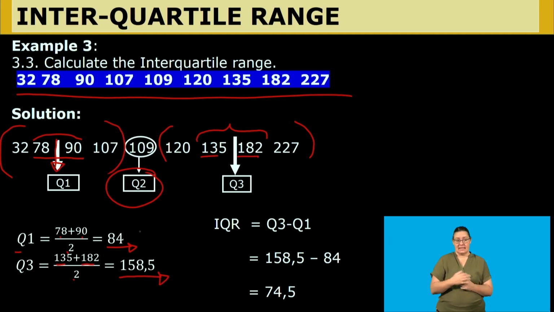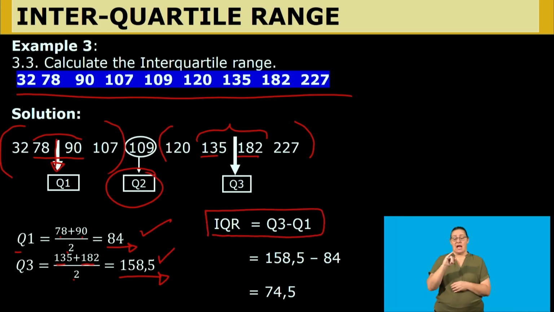Once you've got your quartile 1, you've got your quartile 3. Now you can calculate the interquartile range by using the formula Q3 minus Q1. And then our Q3 is 158.5 minus our Q1, which is 84. So you subtract 84 from 158.5, you get 74.5. So this is how you calculate the interquartile range.